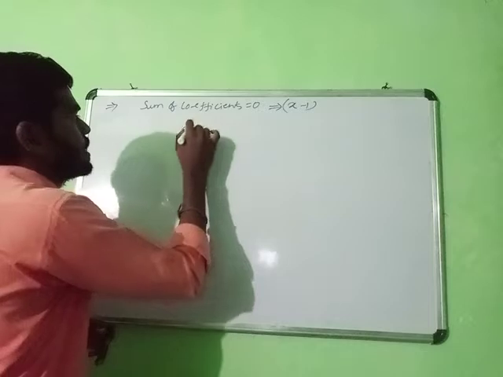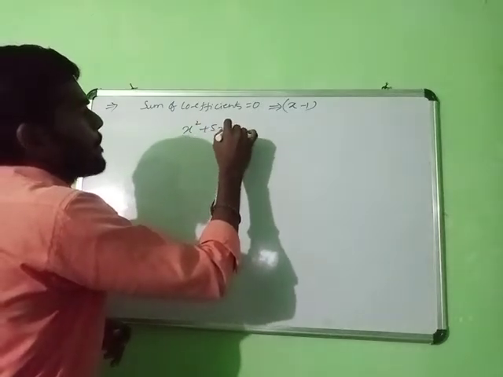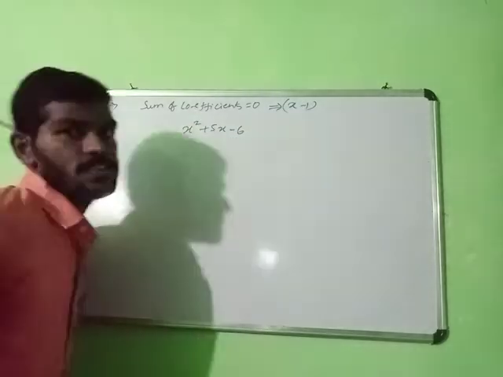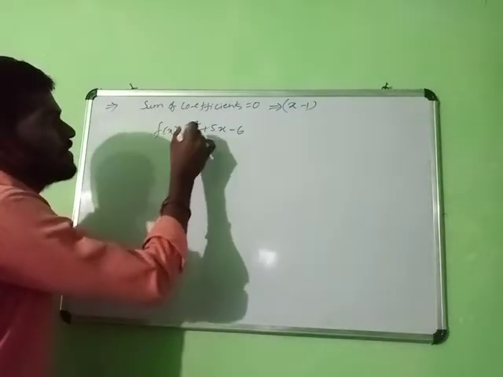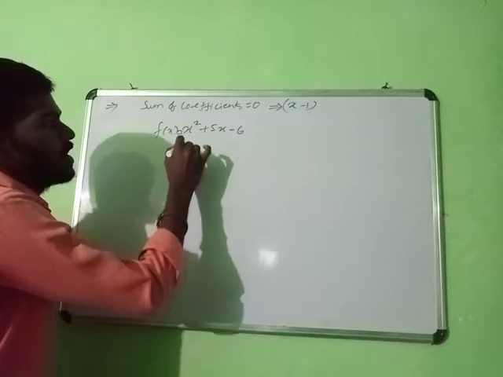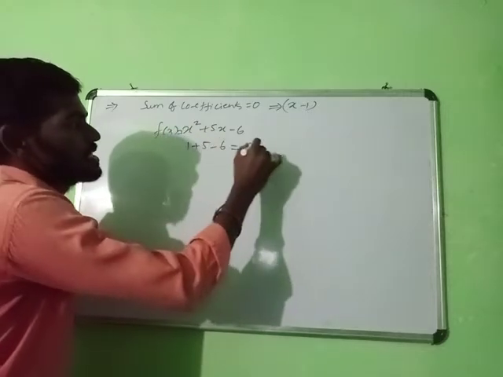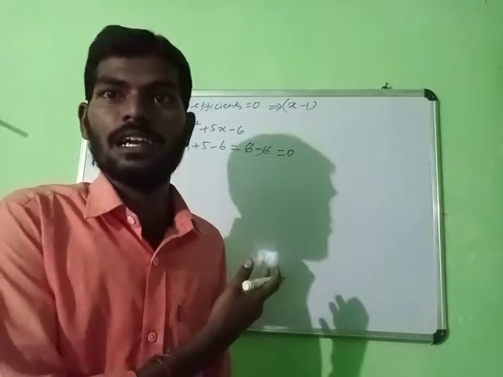Example, take x square plus 5x minus 6. This is one of the polynomial f of x. Now here what is the coefficient? 1 is there, plus 5 is there, minus 6. What will come? 1 plus 5 is 6, 6 minus 6 is 0. So x minus 1 is a factor directly.